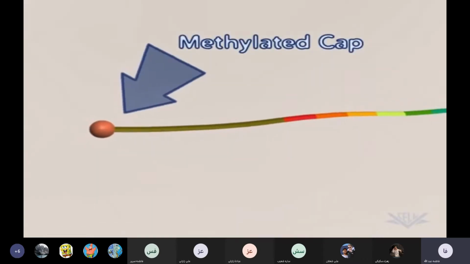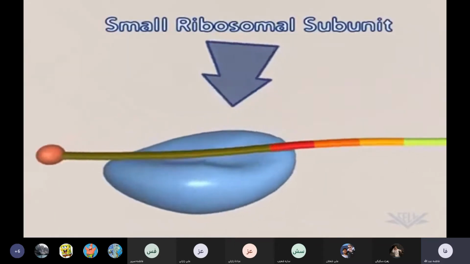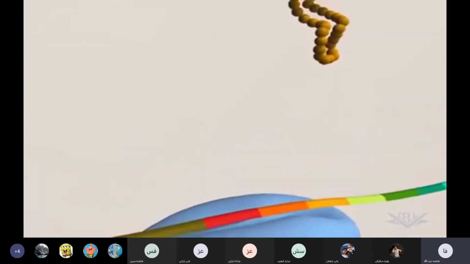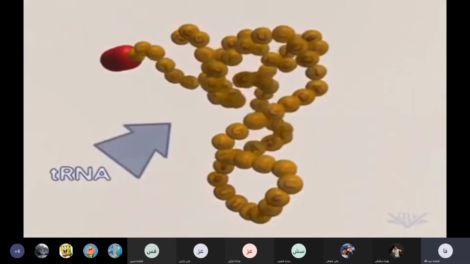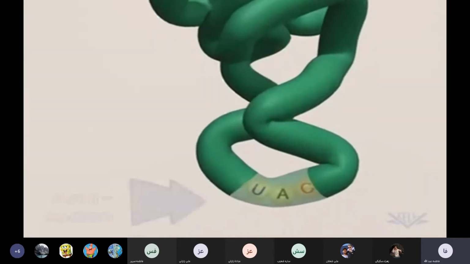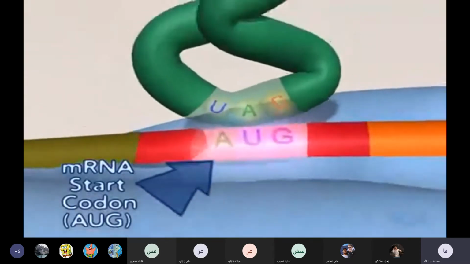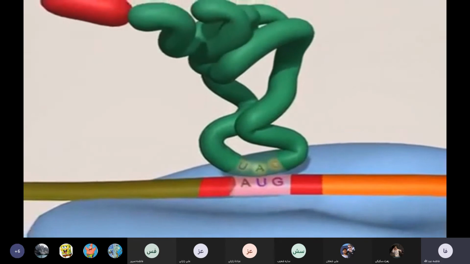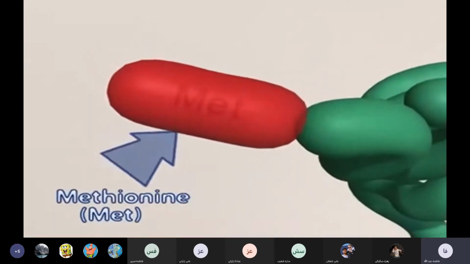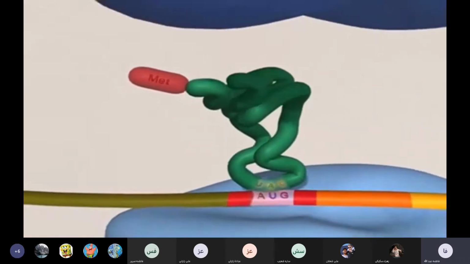Amino acids. A methylated cap is found at the 5' end. Translation initiation begins when the small subunit of the ribosome attaches to the cap and moves to the translation initiation site. tRNA is another key molecule. It contains an anticodon that is complementary to the mRNA codon to which it binds. The first mRNA codon is typically AUG. Attached to the end of the tRNA is the corresponding amino acid. Methionine corresponds to the AUG codon.